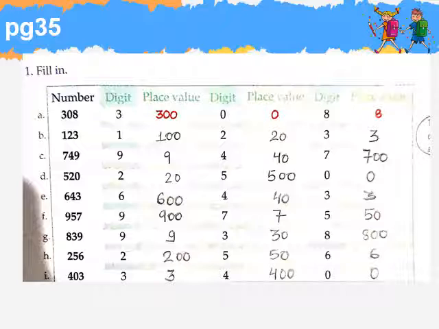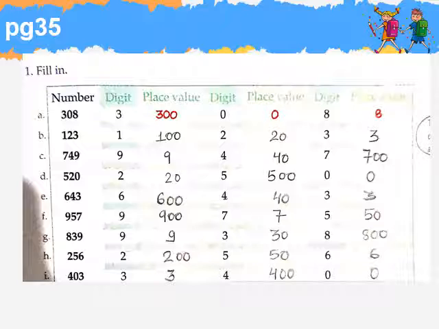749. Children, here the first digit is 9. So in 749, digit 9 is at ones place. So its place value is 9. Now children, next digit is 4 and its place value is 40. Now the next digit is 7. So children, in 749, 7 is at hundreds place. So its place value is 700.